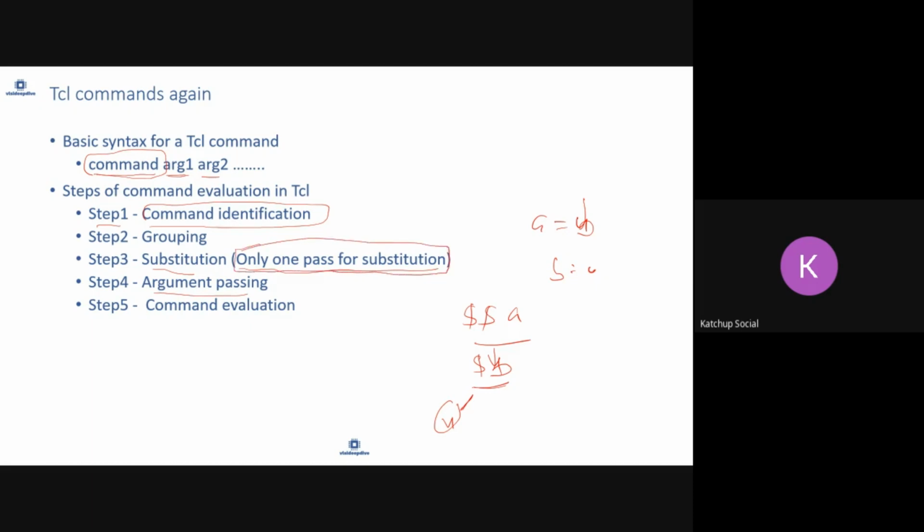Sometimes that confuses people. So if you try this, like $$a, this example I'm talking about, and let's say a is equal to b and b value is 4, some people expect to see 4 here, but no, it will appear as $b because only one-time substitution happens.